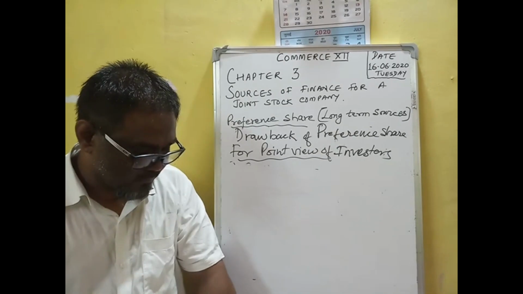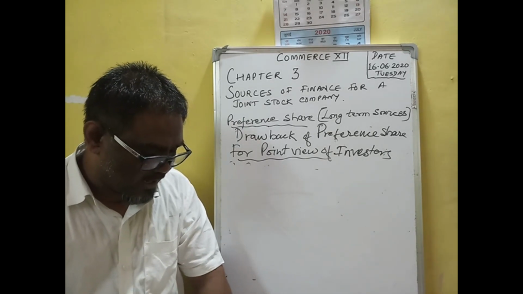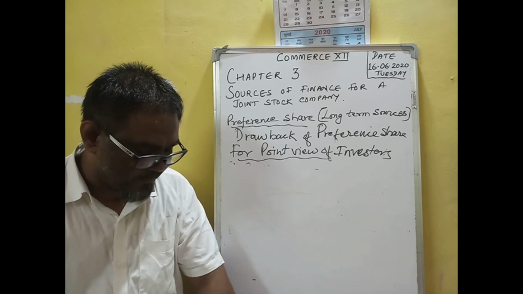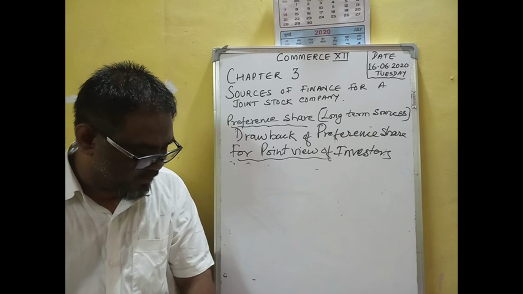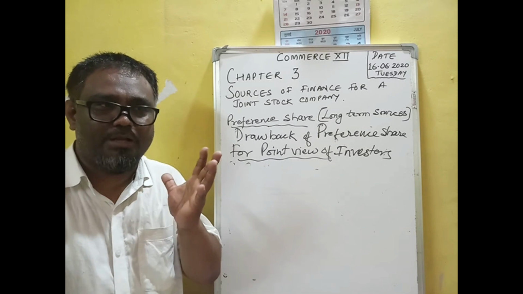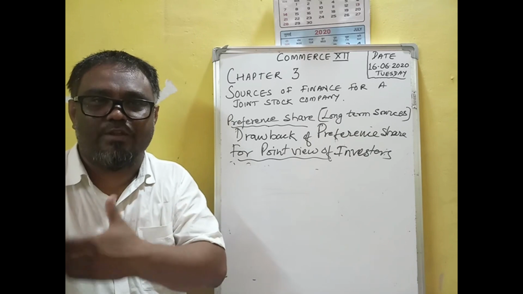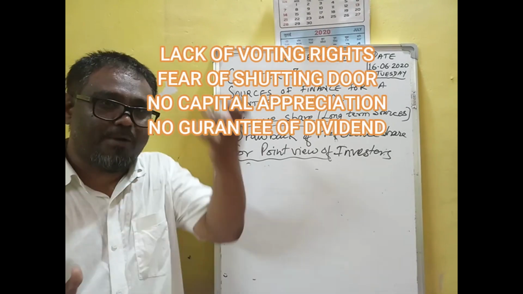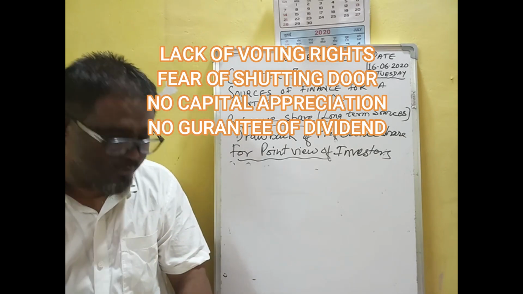Again, fear of being shown the door. Holders of redeemable preference shares have to fear yet another unpleasant problem. The company will raise capital from them when it is in need of funds, but once it is served, big goodbye to them. So that means when the company is in need of money, when the company is not going good, at that time the company will issue preference shares. But once the company is doing good, at that time the company will return their capital. So this is the drawback of preference shares.